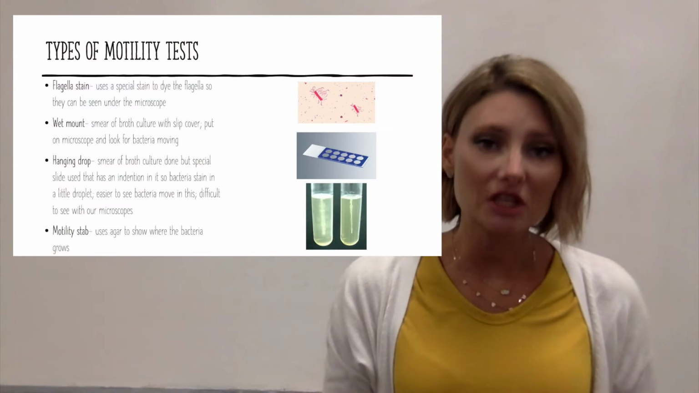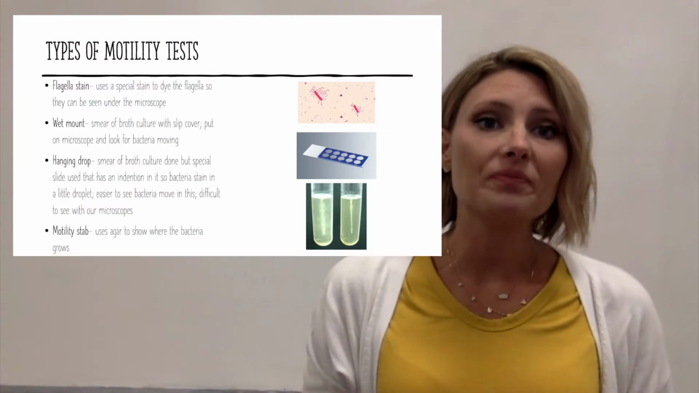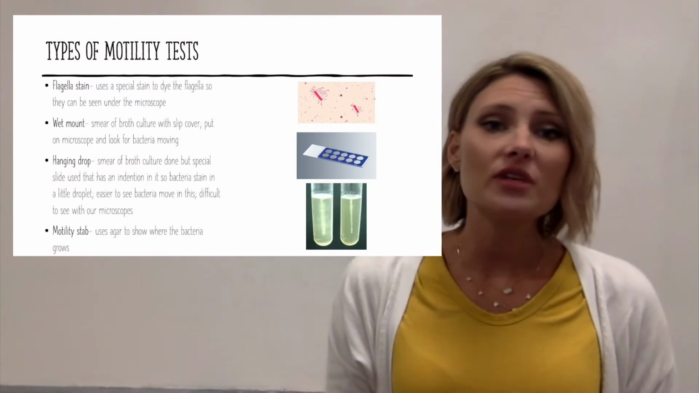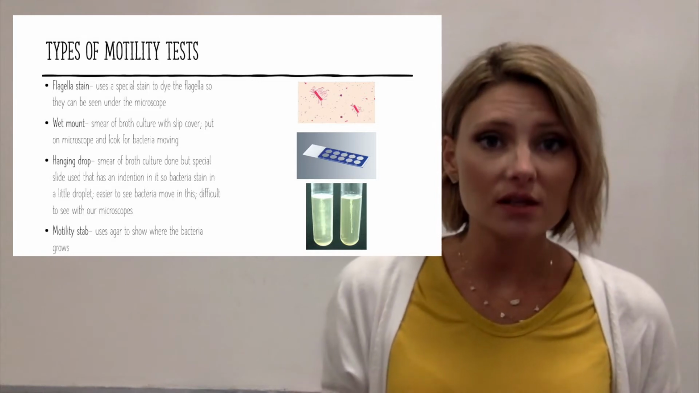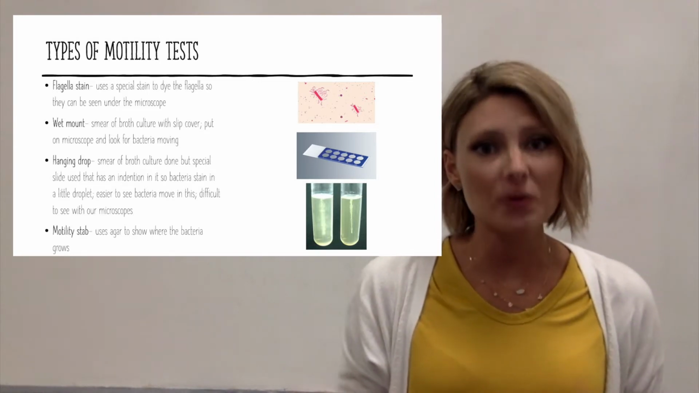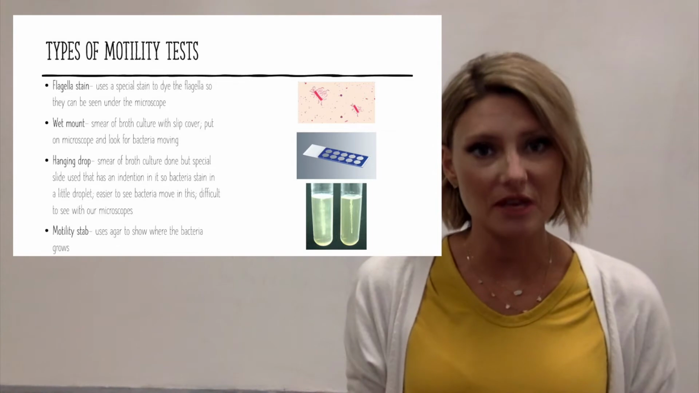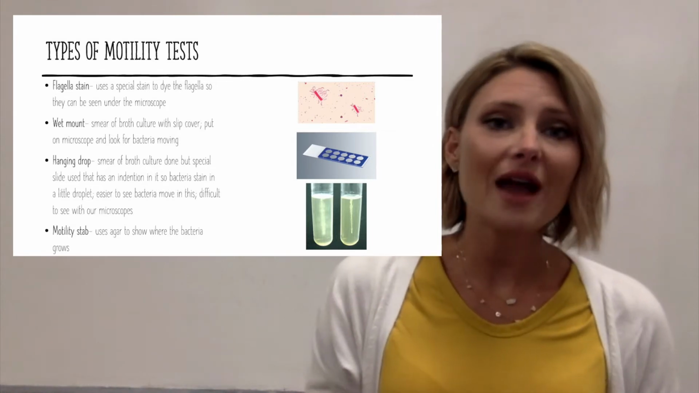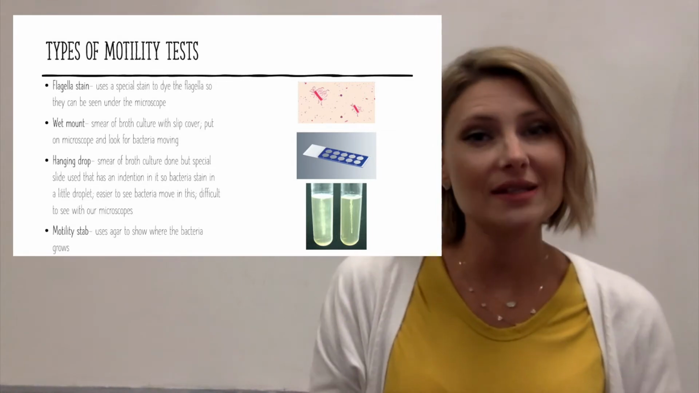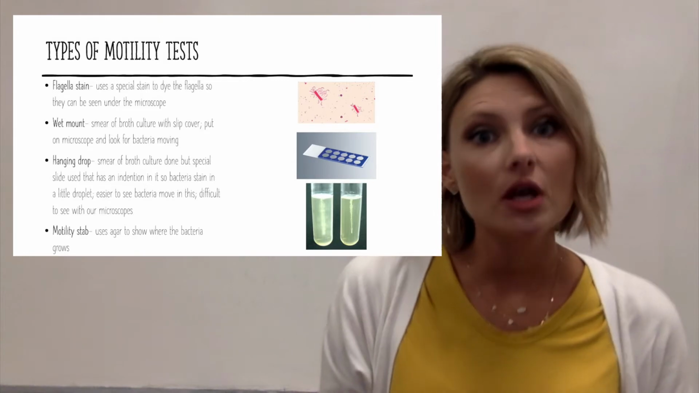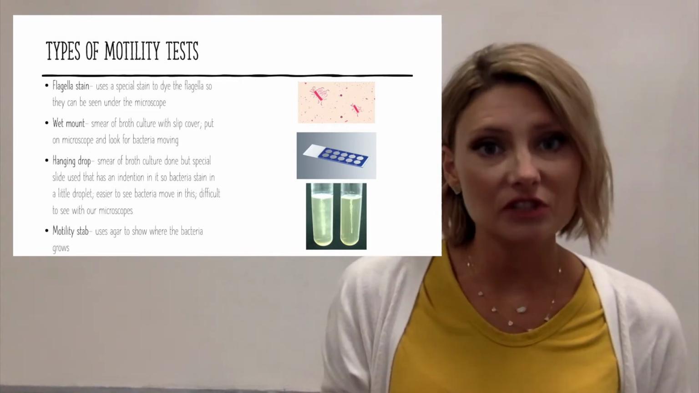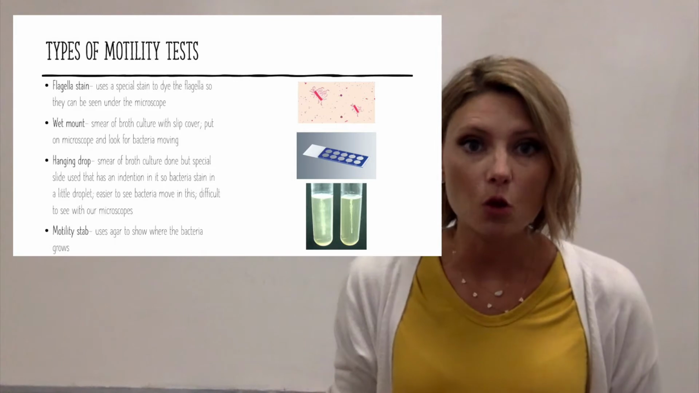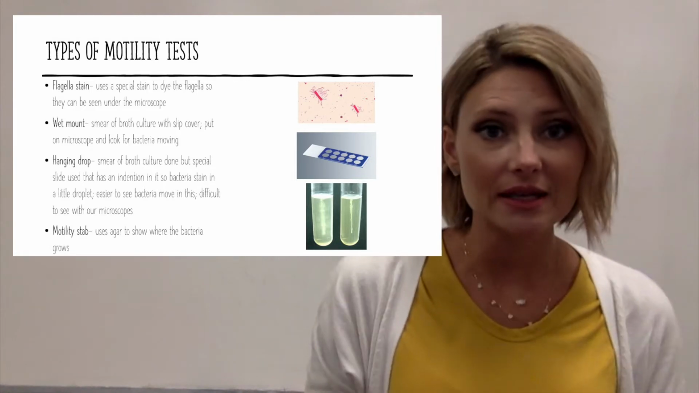So the few different techniques that your book mentions are a flagella stain. This is where you stain the flagella, and then we look at it under the microscope, and if we see flagella, then that means that the bacteria is motile. We have to have a special mordant type stain fixative to be able to stain the flagella, and we don't have that, so we're not going to do that today.